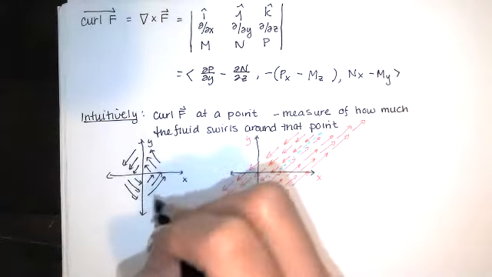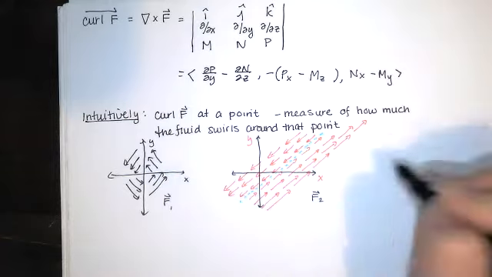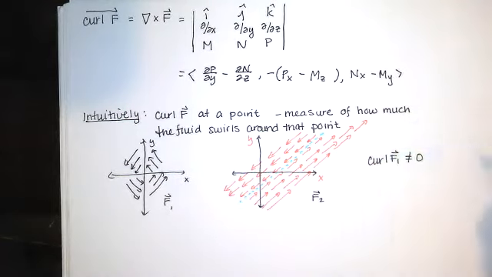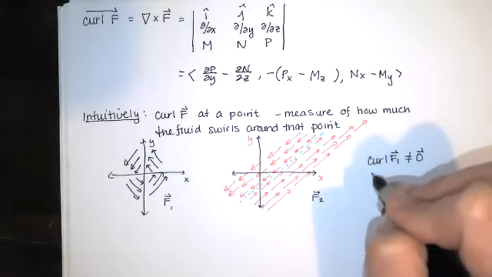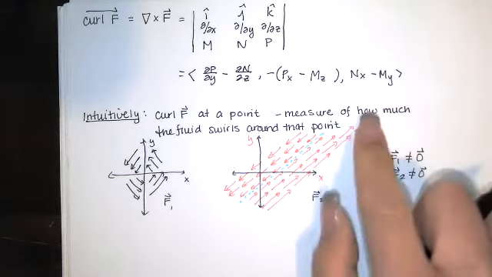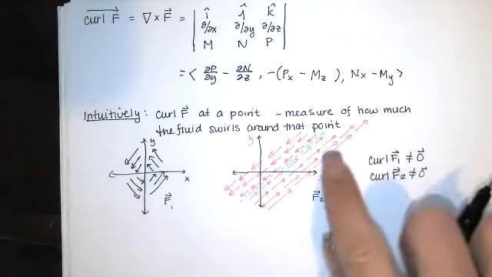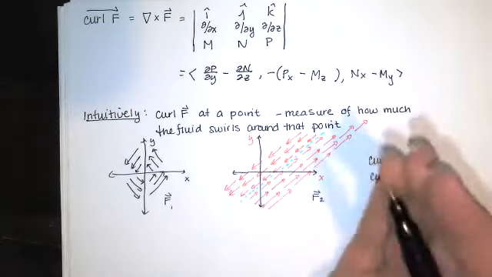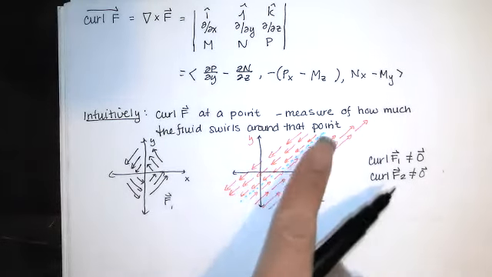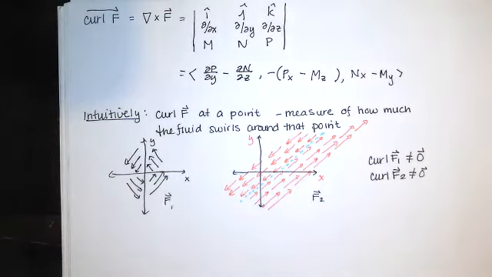So in both of these cases, if this is the field F1 and this is the field F2, the curl of both of these is non-zero. Because it's a measure of how much fluid is swirling around a point, and there's a fluid swirling here. And if we're at a point on this line, that fluid's going to have a tendency to swirl that way. And even the fluid over here is going to be a little bit influenced by that fluid over there.